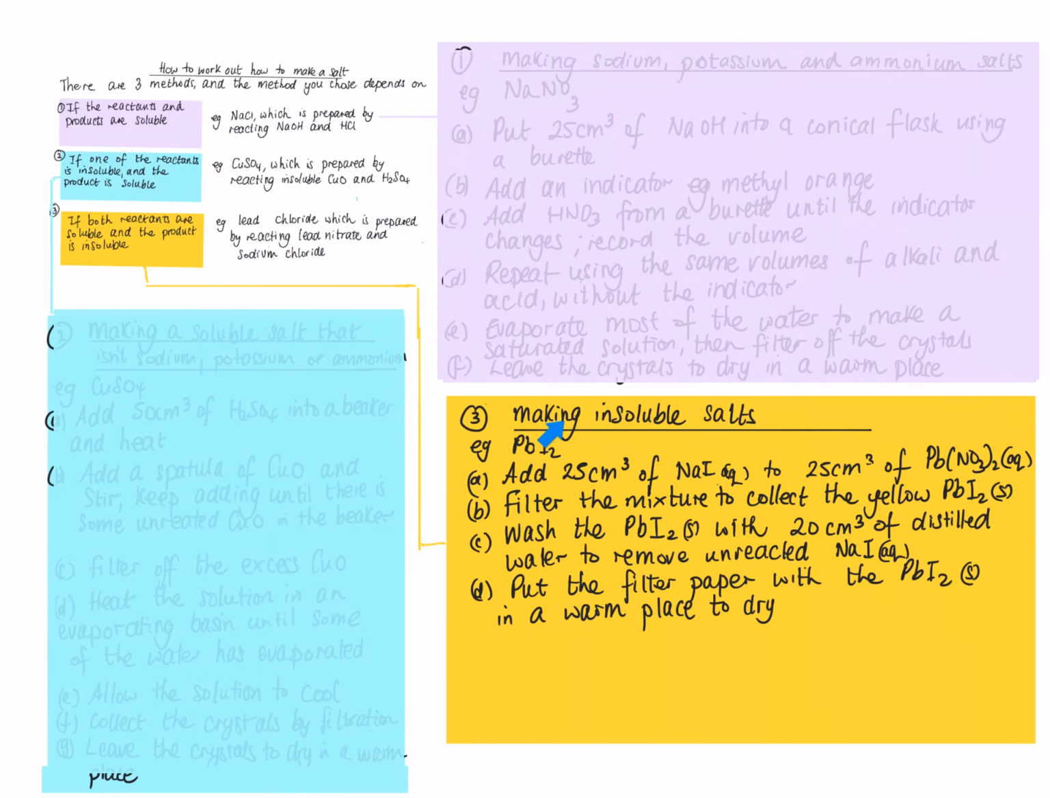The last method, making insoluble salts, for example, lead iodide, PbI2, is you add 25 centimeters cubed of sodium iodide solution to 25 centimeters cubed of lead nitrate solution. Sodium iodide and lead nitrate are both soluble. You will then get a yellow precipitate of lead iodide made, which is a solid. You filter off the mixture to collect the lead iodide, and then wash the lead iodide with 20 centimeters cubed of distilled water to remove unreacted sodium iodide. You then put the filter paper with the lead iodide, which is a solid, in a warm place to dry.